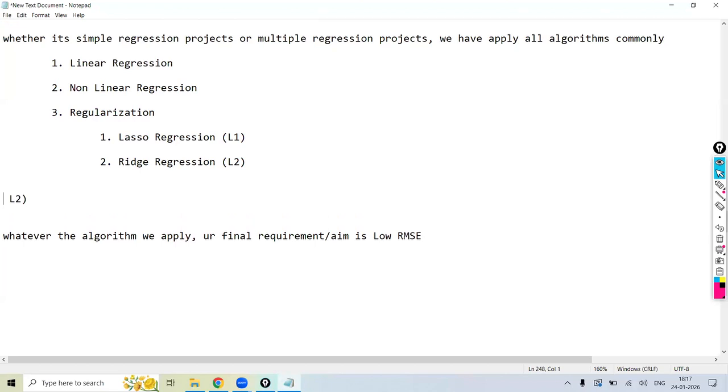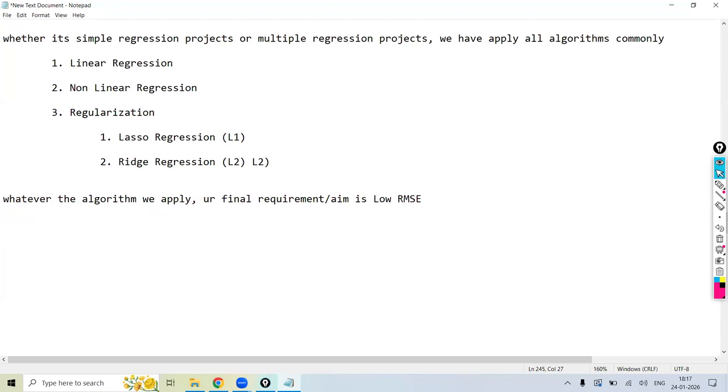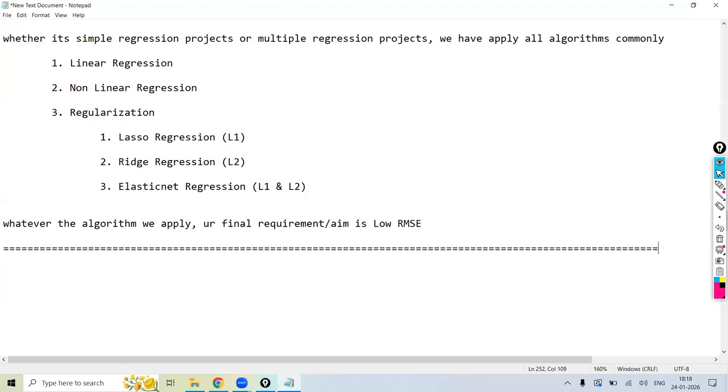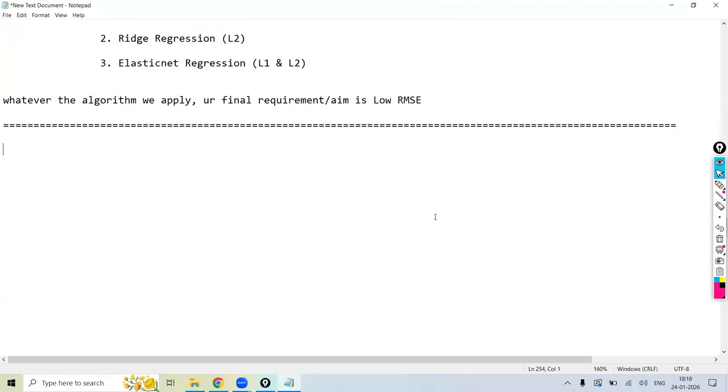Now, coming to elastic net regression. It's a combination of L1 and L2. So whatever algorithm you have applied, our requirement is low RMSE only. Already in the previous class, I discussed linear regression with you. Now let us further discuss non-linear regression.